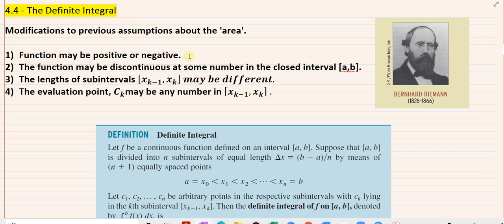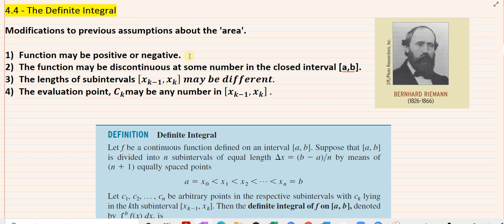Number two, the function may be discontinuous. Okay, so it may be discontinuous at some number in the closed interval from a to b, as long as there are a finite number of discontinuities, when we may be able to evaluate the integral still. Now we could have various types of discontinuities which we will address. Remember, we have removable, we have jump, and we have infinite discontinuities which can be addressed.